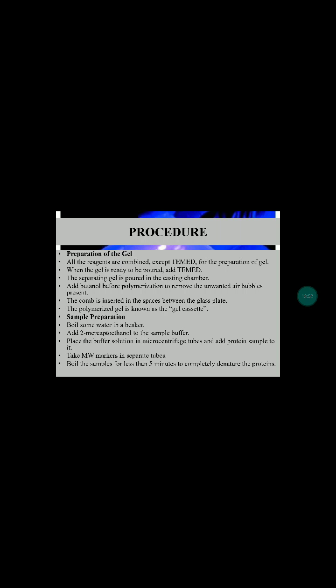For sample preparation, boil some water in a beaker. Add 2-mercaptoethanol to the sample buffer. Place the buffer solution in microcentrifuge tubes and add the protein sample to it. Take molecular weight markers in separate tubes. Boil the sample for less than 5 minutes to completely denature the proteins.